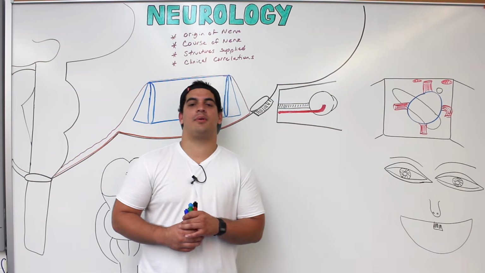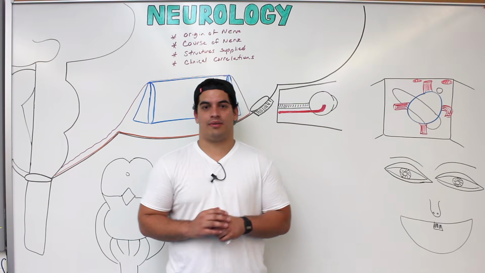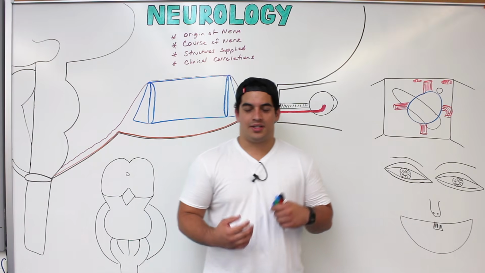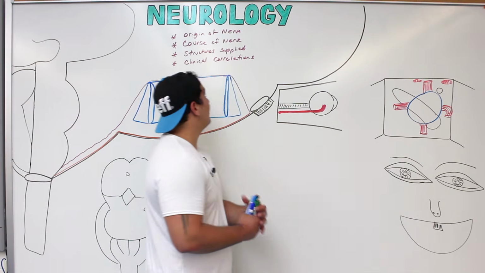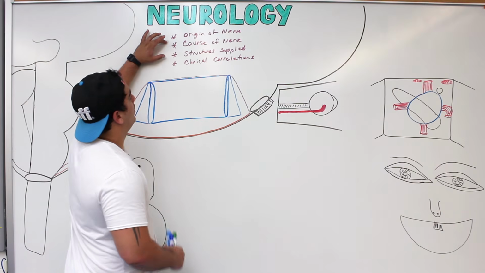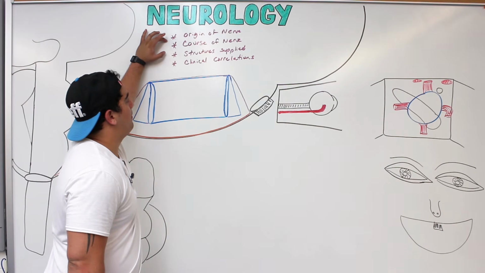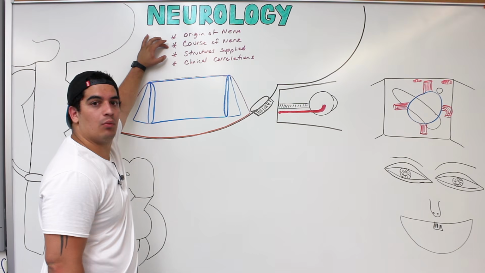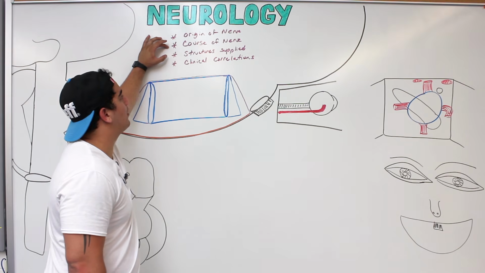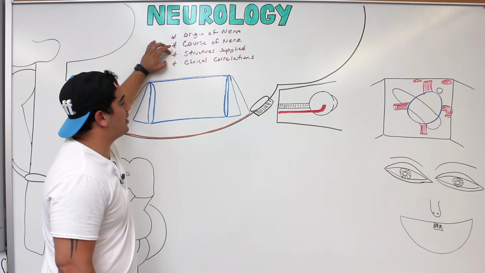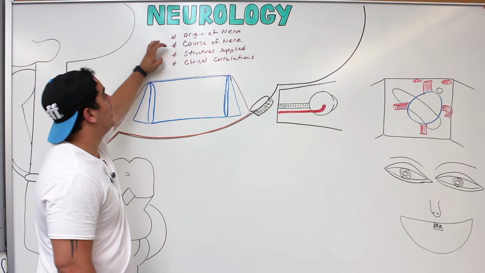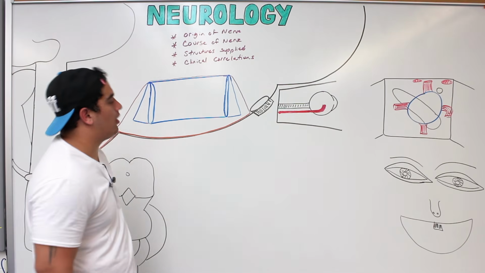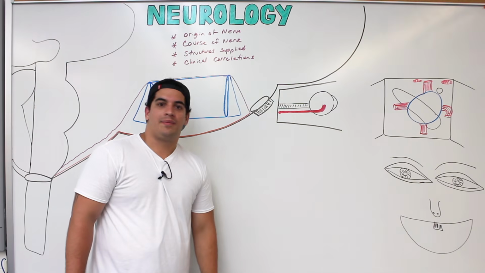All right, Ninja Nerds, in this video we're going to talk about the abducens nerve, or cranial nerve 6. We're going to discuss exactly where you can find the abducens nerve within the brainstem. Then we're going to talk about its course, where it's going, what structures it's moving around. Then we're going to talk about the structure that it's supplying, the function of that structure. And then we'll have a brief tidbit on clinical correlations. All right, ready? Here we go.